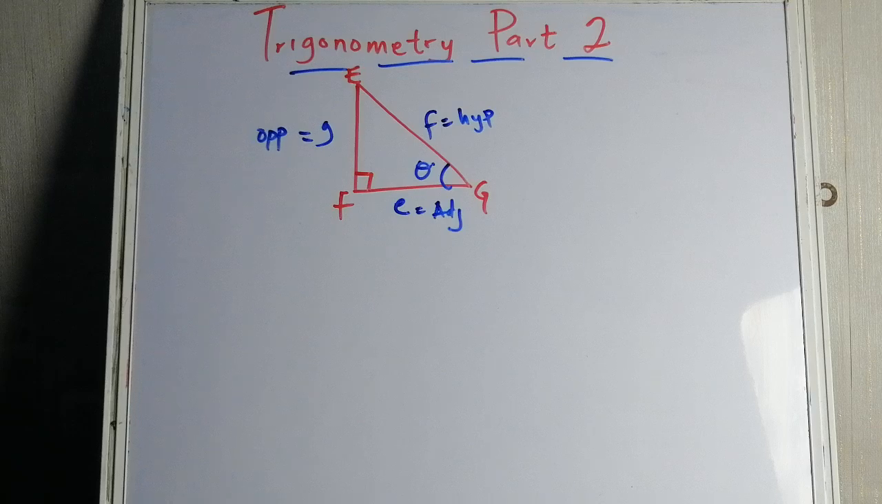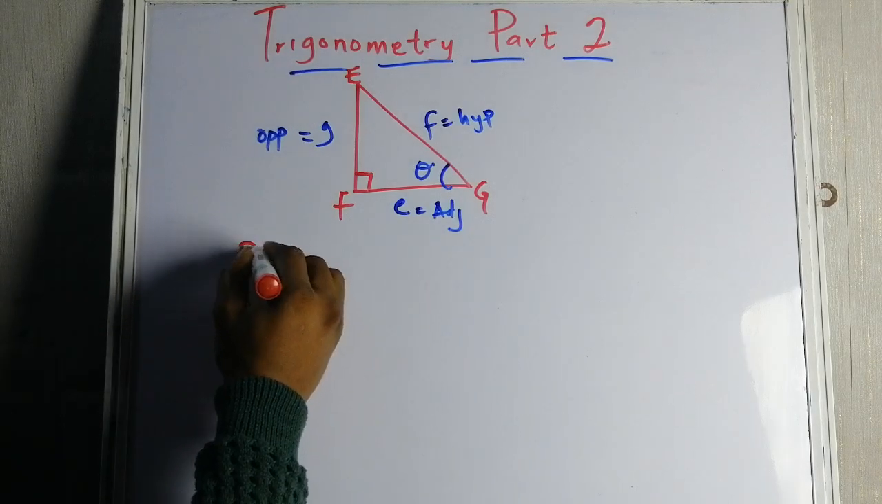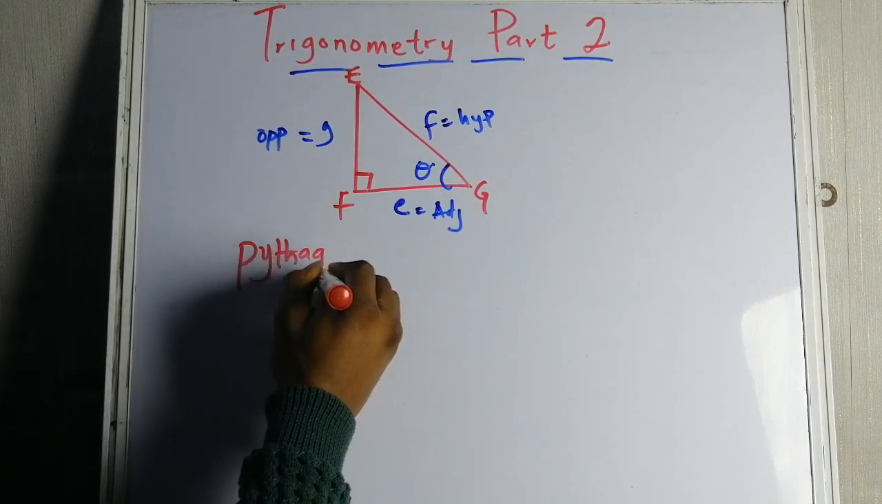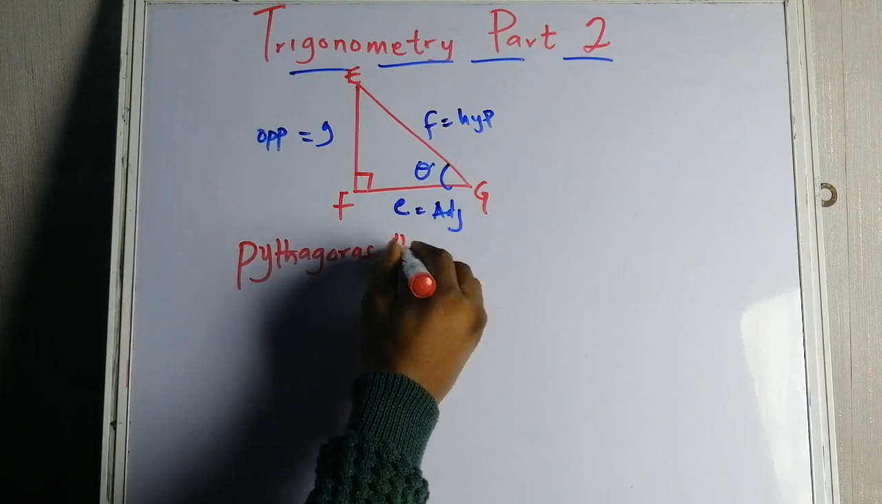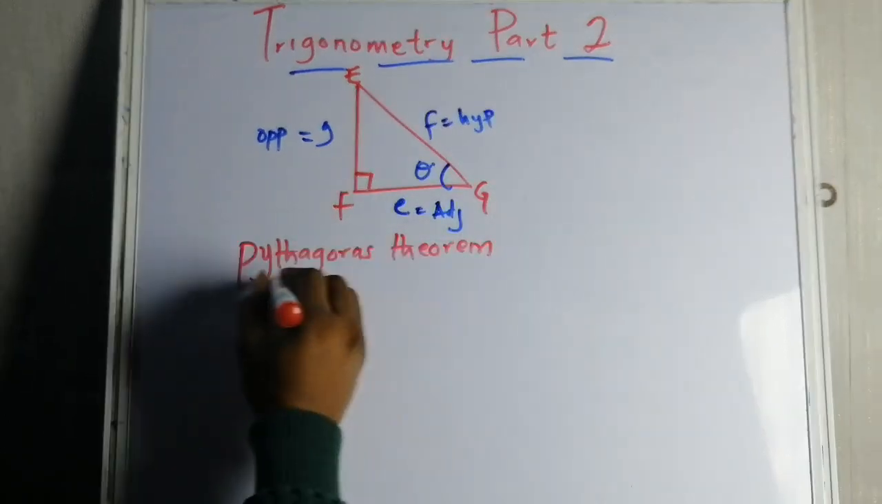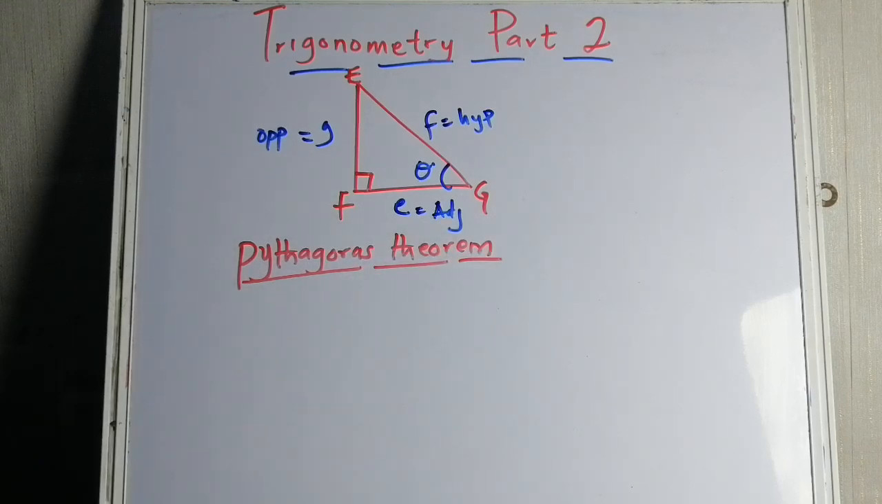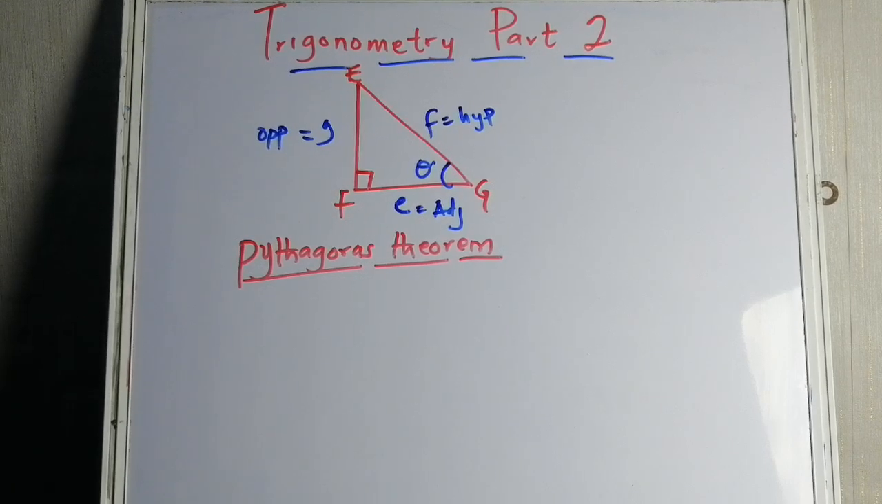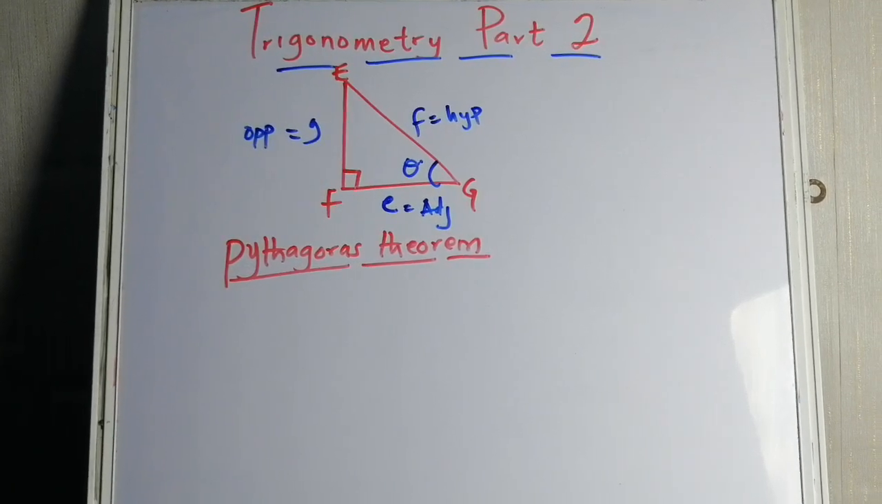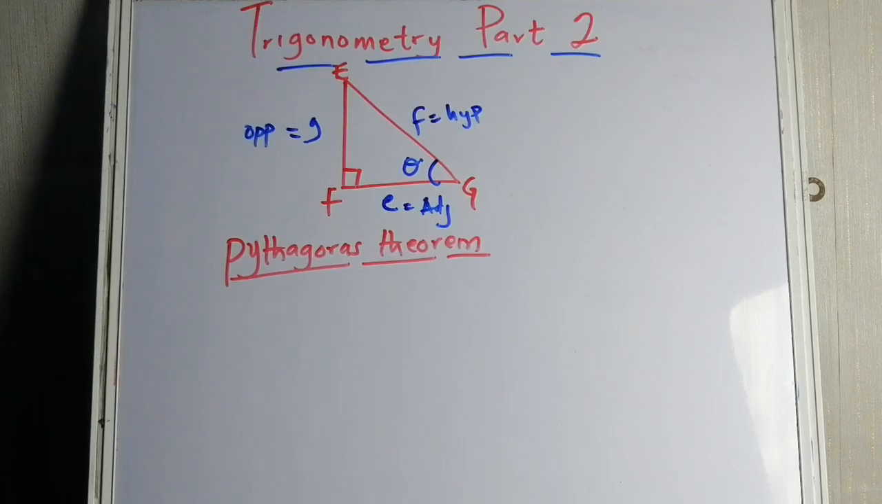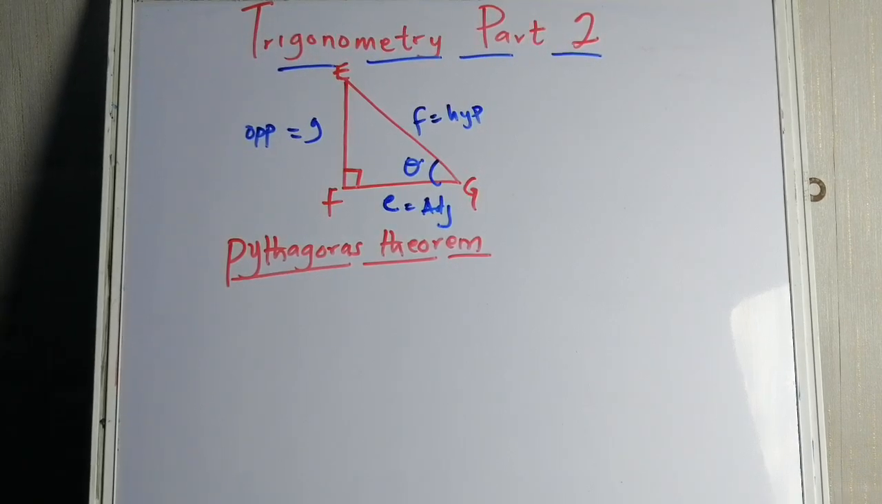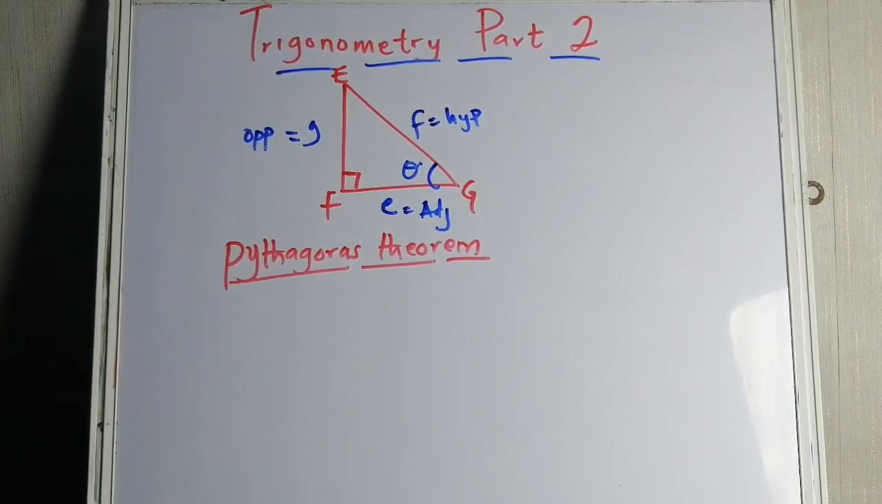So Pythagoras theorem is a general theorem that is common in mathematics. So what does Pythagoras theorem say? Pythagoras theorem says that hypotenuse square is equal to opposite square plus what?